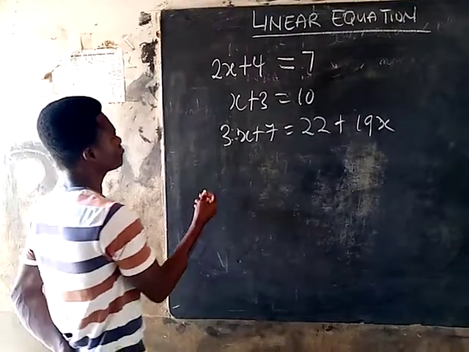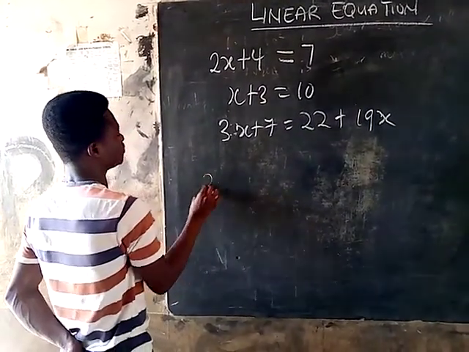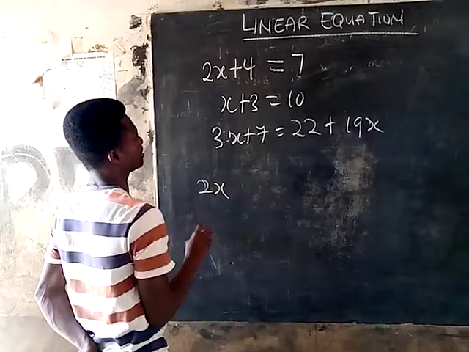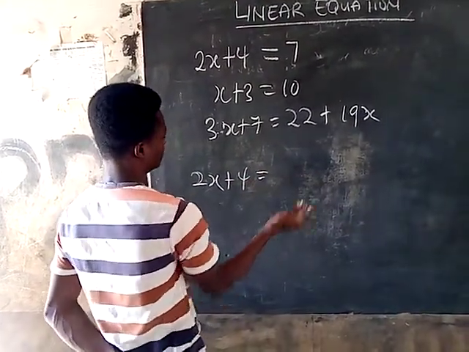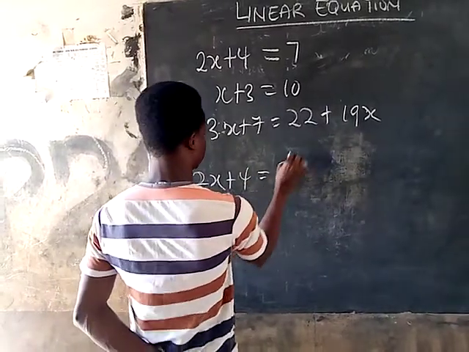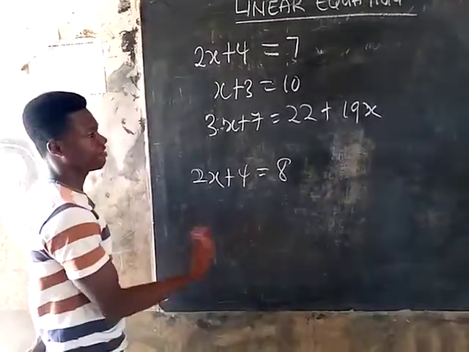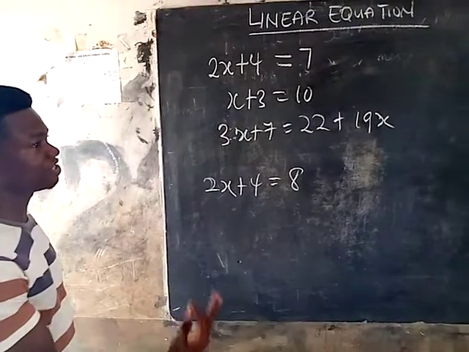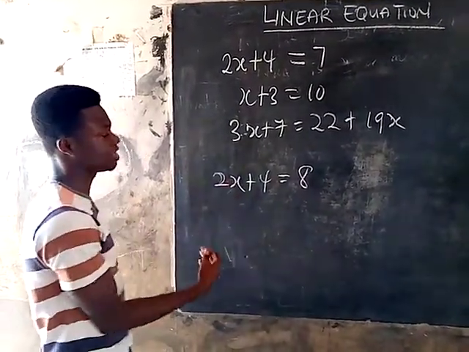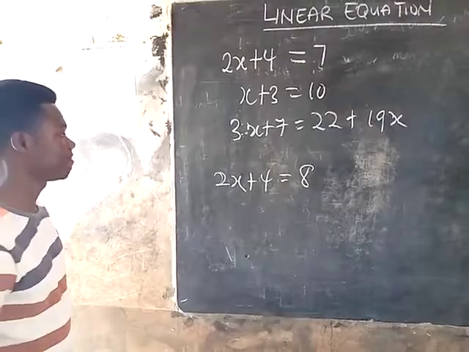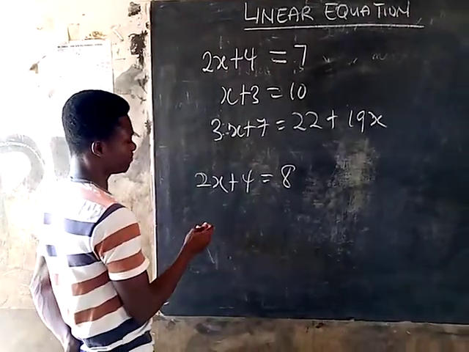Let's say 2x plus 4 is equal to, let me use 8 here. And then we are finding a truth set. When I say find a truth set, it means that we want a value of the variable that will satisfy the equation. So let's do something here.